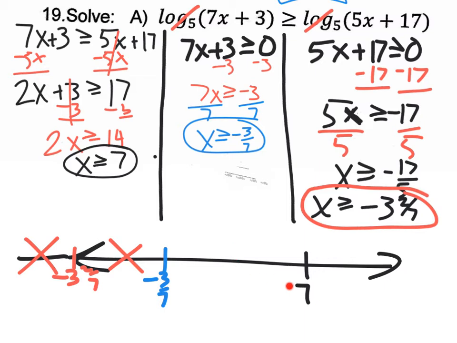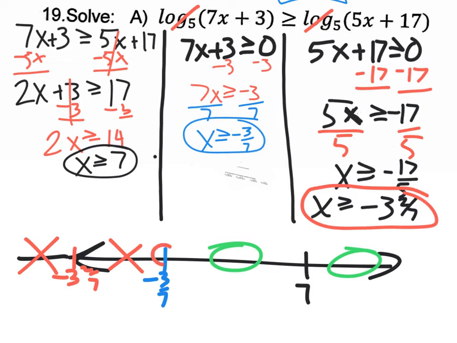Let's try a value that's greater than 7, let's say 10, for example. If you plug in 10, that's 70 plus 3 is 73. You could do that. Plug in 10, 50 plus 17, you could do that. So it looks like your answers are right here and here.